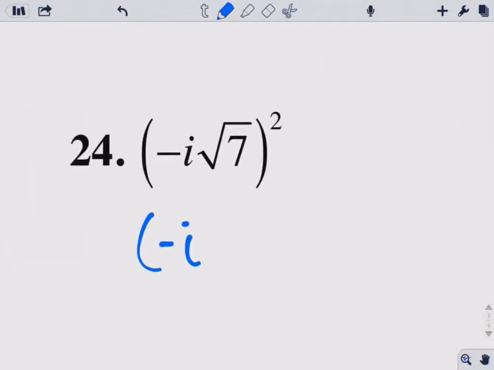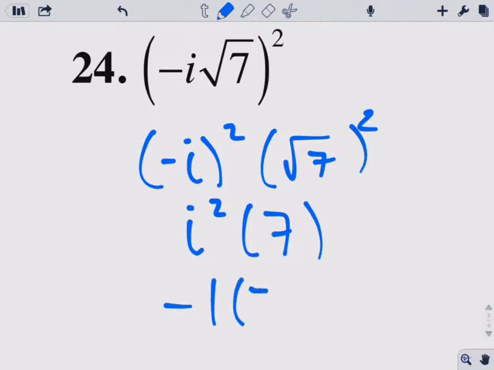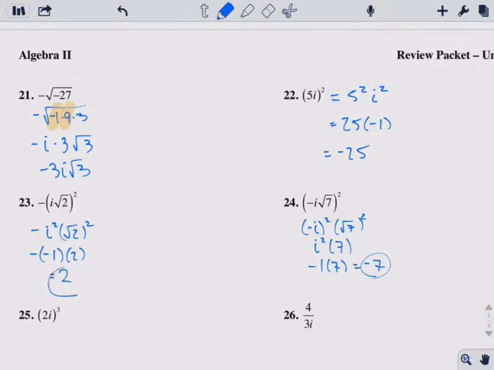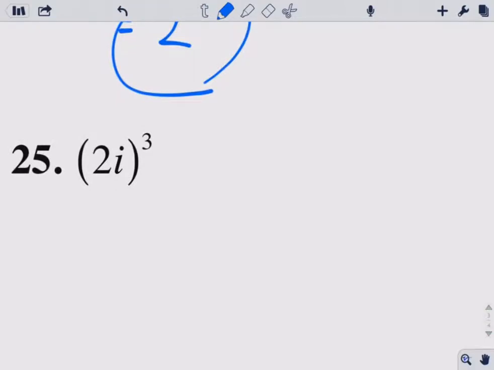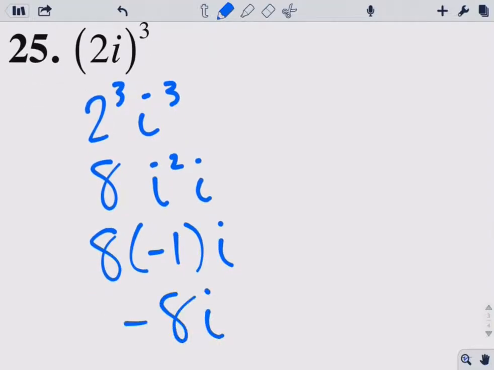Both things get squared. Alright, so that's i squared times root 7 squared, which is 7. Remember, i squared is negative 1 times 7, so that's equal to negative 7. 2i cubed, so it's 2 cubed, i cubed. 2 cubed is 8, i cubed is i squared times i, which is negative i, so I get negative 8i.